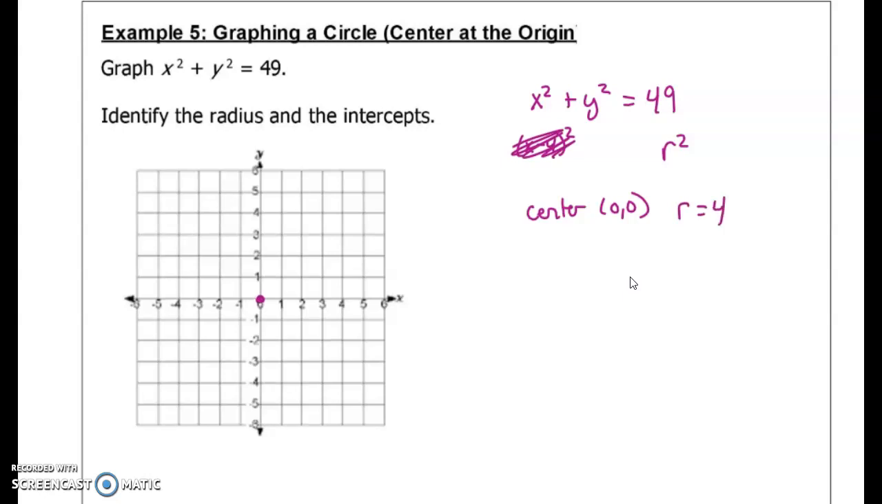So what that means is your center is at 0, and you go up 7, right 7, down 7, and left 7, and then you draw your circle in. And then your x-intercepts are at negative 7 and positive 7, and your y-intercepts are at negative 7 and positive 7. So circles are pretty easy to do. Not to draw, though.